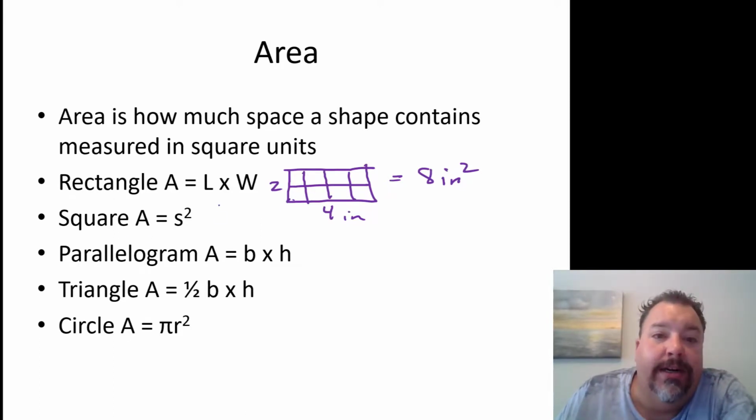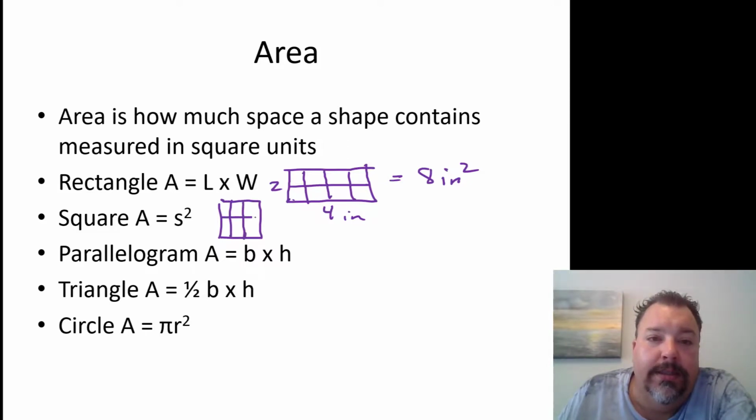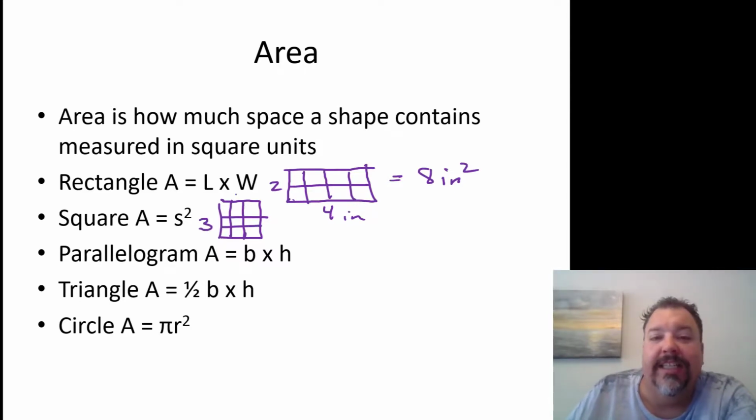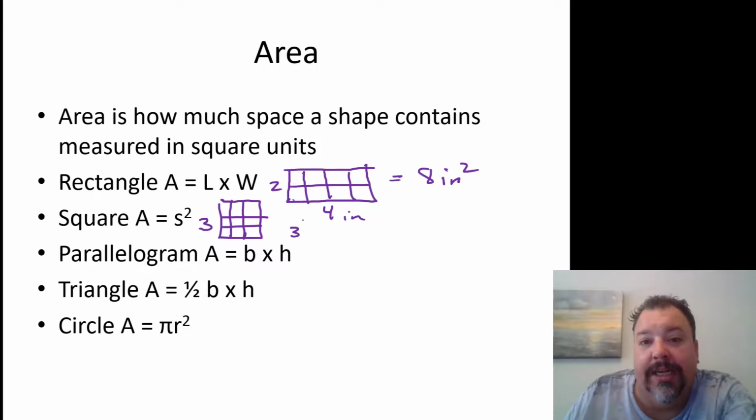If I've got a square, then all the sides are going to be the same. Let me just draw this as a 3 by 3. So if one side is 3, then the other side is 3, and then we just square it. 3 squared is 9. We get 9 square inches.